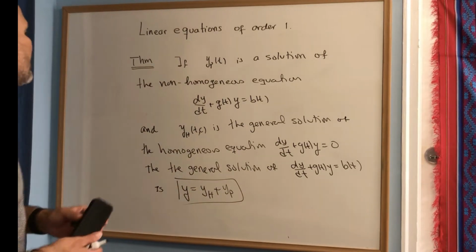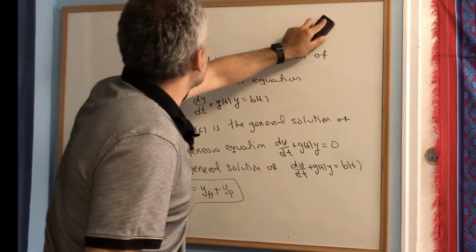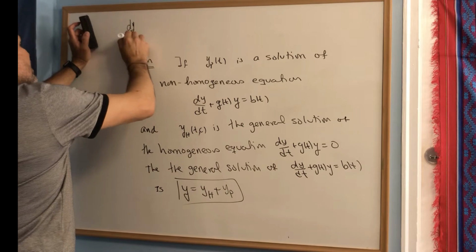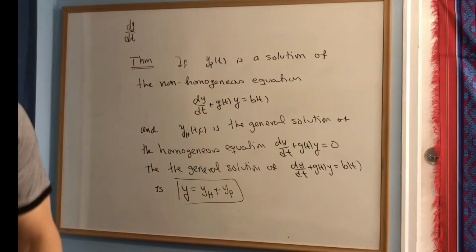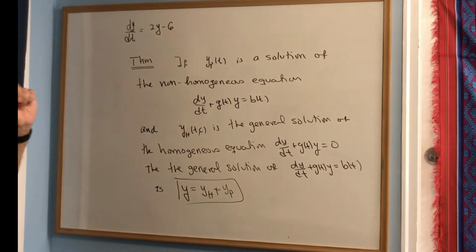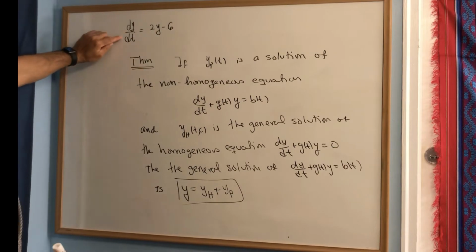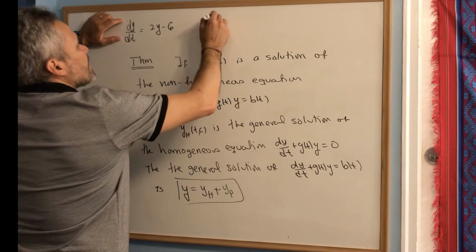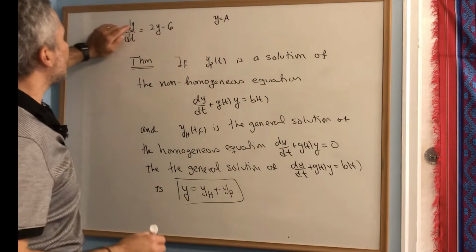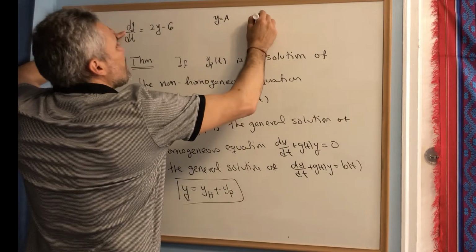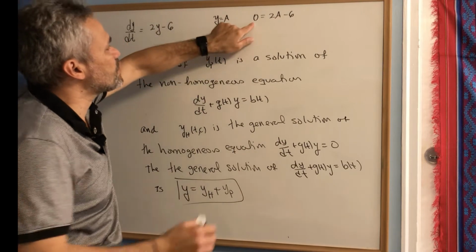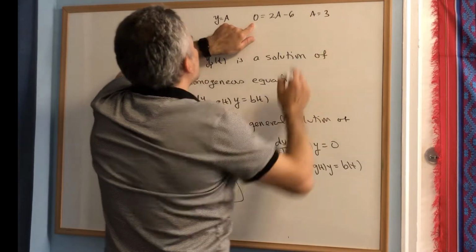Let's do an example that has to do with this theorem. Let's suppose that we have this differential equation, dy/dt equals 2y minus 6. Let's see if we can find an equilibrium solution of this. How do I find an equilibrium solution? We look for something of the form y equals a. If we make y equal a, the derivative is 0, and then we have 0 equals 2a minus 6. Can we find a value of a that makes this true? We know that a equals 3 is a solution.